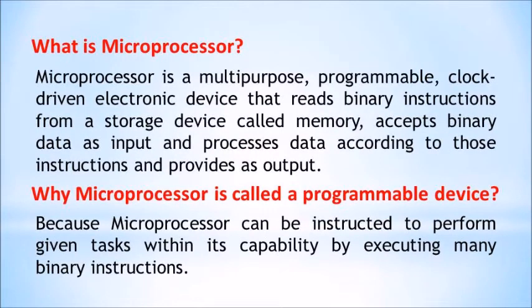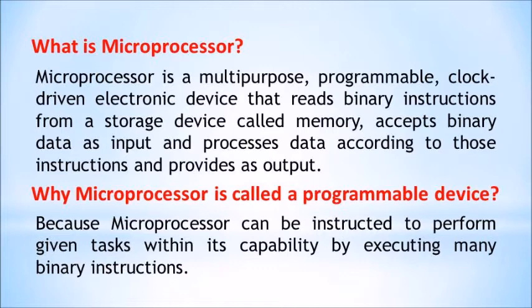Now next question, what is microprocessor? Microprocessor is an integrated circuit which incorporates core functions of a computer's central processing unit. So we can say microprocessor is a multi-purpose programmable clock driven electronic device that reads binary instructions from a storage device called memory, accepts binary data as input and processes this data according to these instructions and provides results as output.